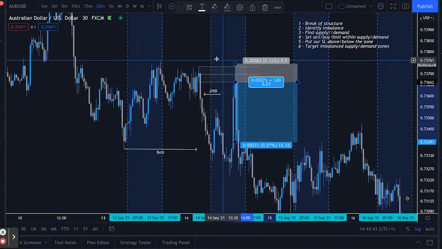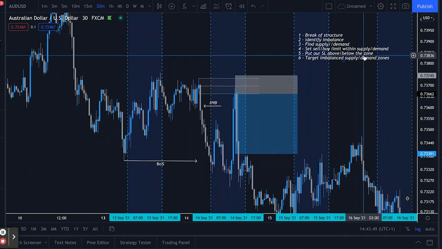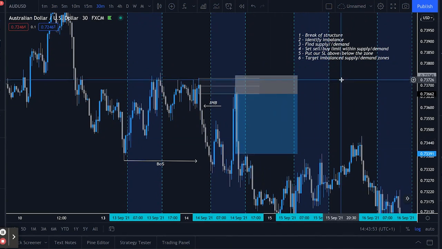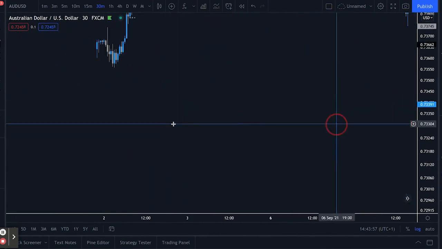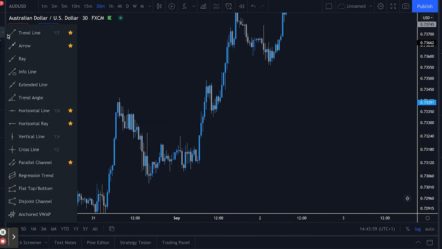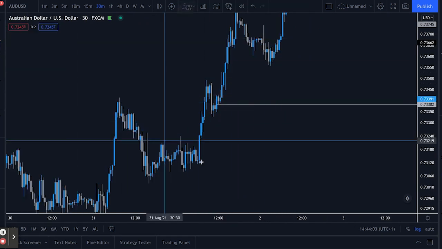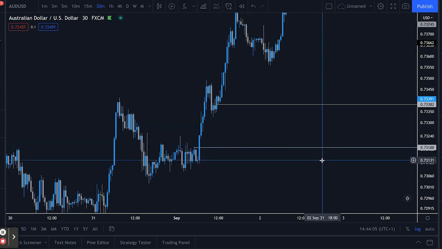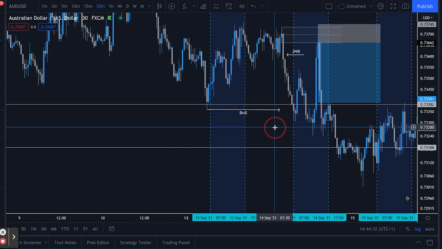We can go ahead and put our stop over the high of that supply zone, which follows rule number 5, put our stop loss above or below the zone. And then rule number 6 is to target an imbalanced supply or demand zone. So if we scale back to price, we can look for imbalanced supply or demand zones. Now I can see a couple. We have this one, which is of interest, and we also have this one of interest. So what we can do now is go forward and see where price is likely to go to.